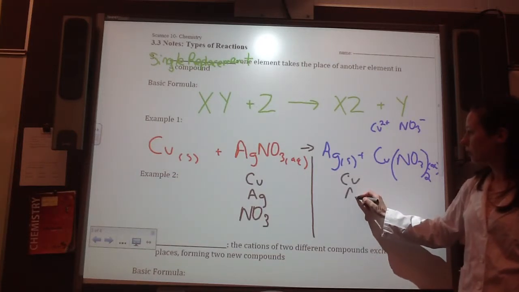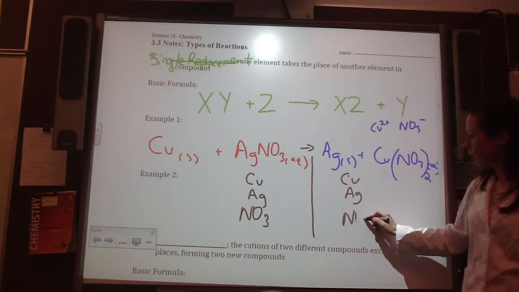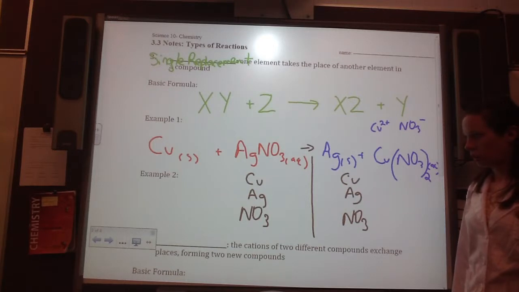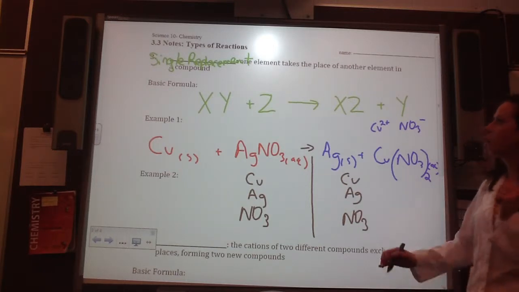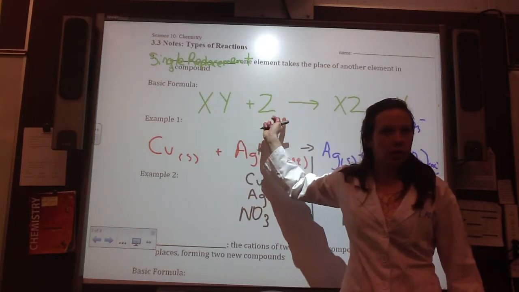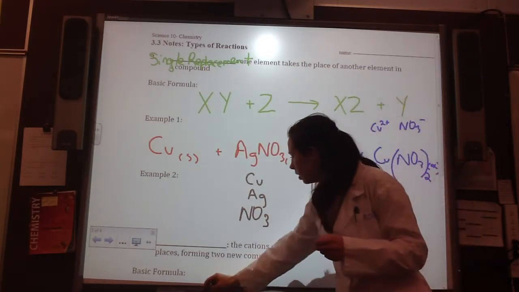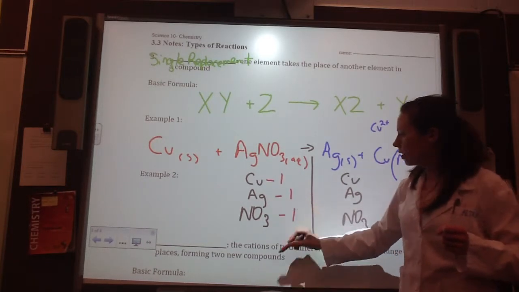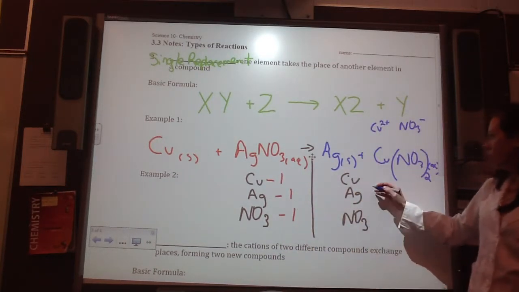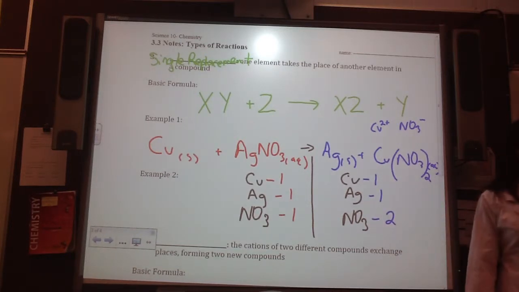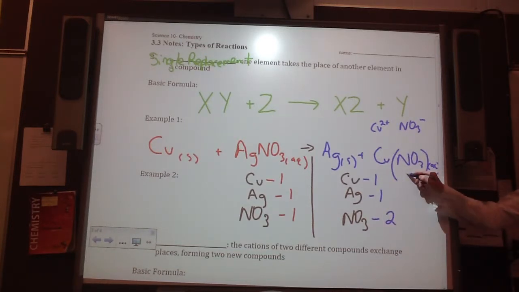So we're dealing with 3 then and not just 2 anymore? We're dealing with 3 elements instead of just 2? Yes, we are, which makes sense because we have X, Y, and Z. We're dealing with 3 groupings. So we have 1 copper, 1 silver, 1 nitrate. 1 copper, 1 silver, and 2 nitrates, because it was in the brackets, right? So this whole thing, there were 2 of them.